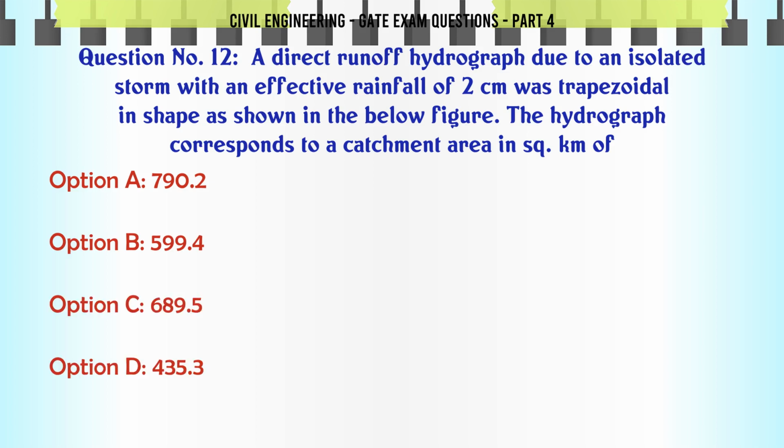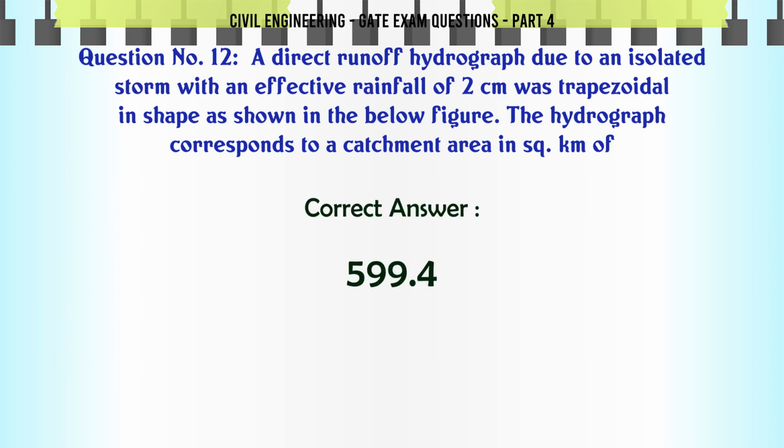A direct runoff hydrograph due to an isolated storm with an effective rainfall of 2 cm was trapezoidal in shape as shown in the below figure. The hydrograph corresponds to a catchment area in sq km of A. 790.2, B. 599.4, C. 689.5, D. 435.3.